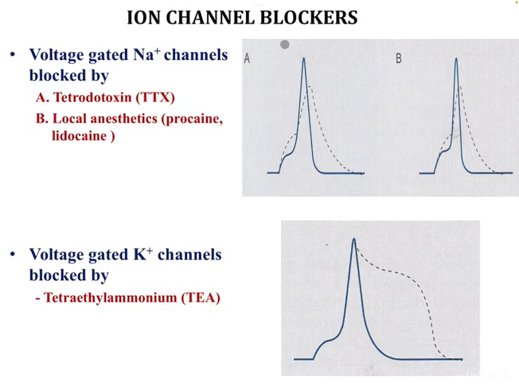These are some ion channel blockers. The voltage gated sodium channel is blocked by tetrodotoxin, which is released from the Japanese puffer fish. Local anesthetics, procaine and lidocaine, also block the voltage gated sodium channel. In diagrams A and B you can see changes in the shape of the action potential. The peak level is decreased while the threshold for excitation is also increased in both cases. The voltage gated potassium channel is blocked by tetraethylammonium, TEA, in which there is a change in shape of the action potential with a prolonged duration of the repolarization phase. It represents that the voltage gated potassium channel is blocked by TEA.